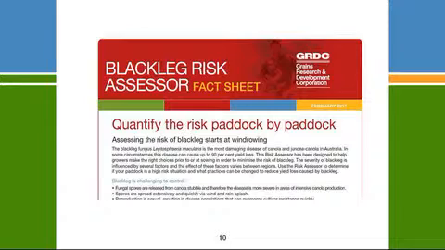And I'm just going to quickly talk a little bit about management and then what's coming up in the future. So this is the Blackleg Risk Assessor, which we put out with the GRDC this time last year. And the idea is to put one document together with all the management practices on it, so you can just go through that document and we'll keep it up to date each year, and you've got all the information you need and you know you're up to date.